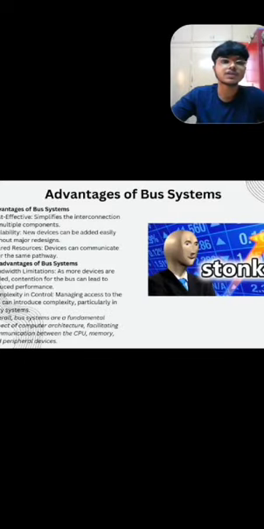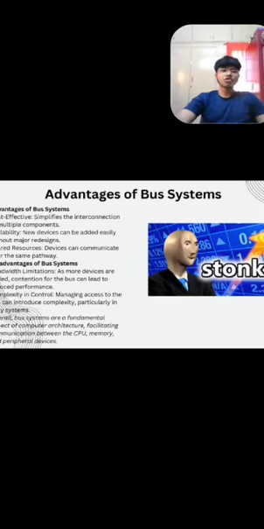Advantages of bus systems: it's cost effective, scalability can be added much more easily, and it is a shared resource. Disadvantages of bus systems: bandwidth limitation, complexity, and control. Overall, bus systems are a fundamental aspect of computer architecture, facilitating communication between the CPU, memory, and peripheral devices.